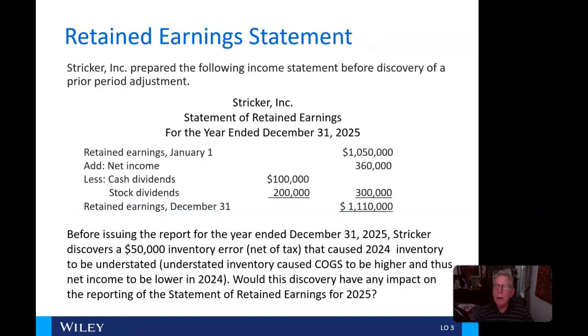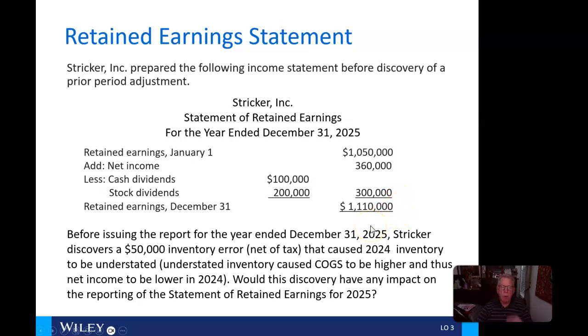Okay. So here is an example of the Stricker Incorporated. They prepared this income statement, and here's their statement of retained earnings. They start with beginning retained earnings. They add net income. They back out cash dividends. They back out stock dividends. And that gives us a $300,000 reduction. And finally, our ending retained earnings.